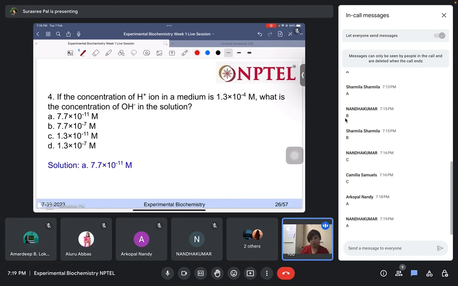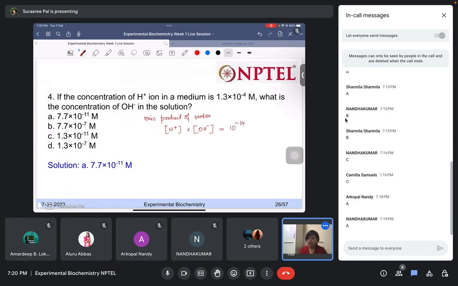And I will just give you a brief idea of how to solve this particular problem. Are you familiar with this term, ionic product of water, which is nothing but the concentration of H plus ions multiplied with the concentration of OH minus ions, which is 10 to the power minus 14.